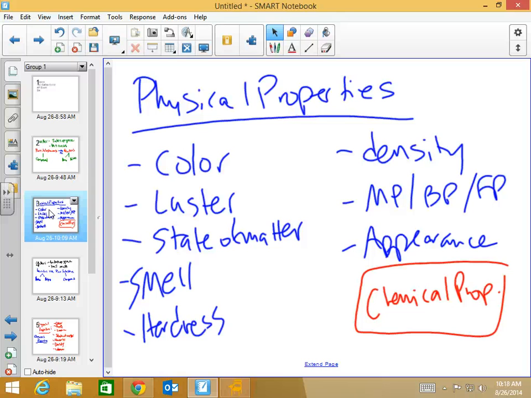You have to react them. You can't just observe them. You have to form a reaction. We have to change what they are to visualize these chemical properties. Okay?